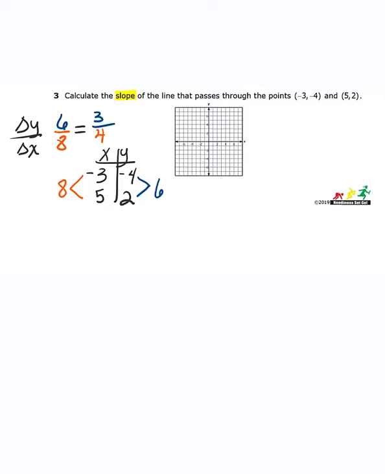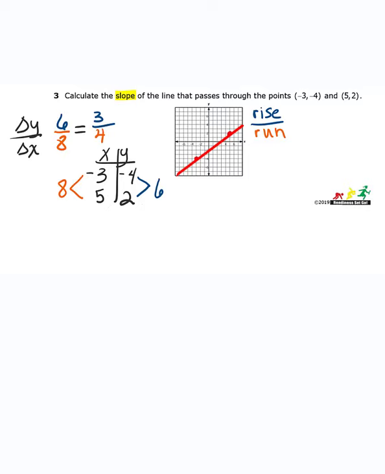So now let's look at our second method, which was rise over run. Now in order for me to be able to find my rise over run, I need to plot the points that were given. So the first point was (-3, -4), and the second point was (5, 2).